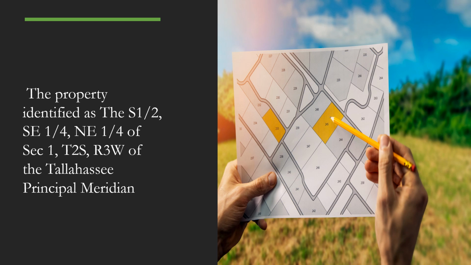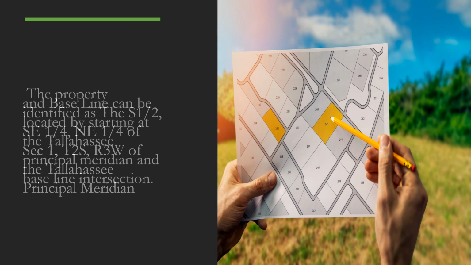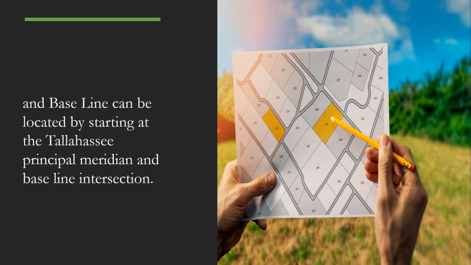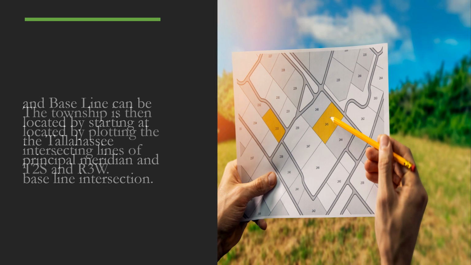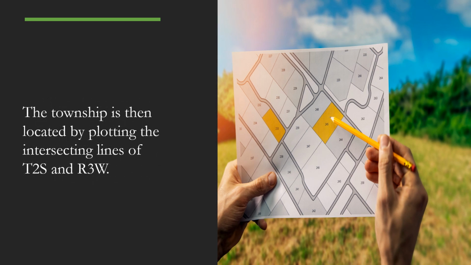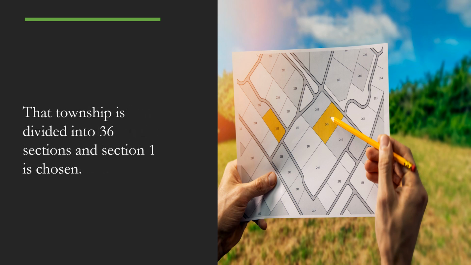The property identified as the south 1/2, southeast 1/4, northeast 1/4 of section 1 of T2S-R3W of the Tallahassee Principal Meridian and Baseline can be located by starting at the Tallahassee Principal Meridian and Baseline intersection. The township is then located by plotting the intersecting lines of T2S and R3W. That township is divided into 36 sections and section 1 is chosen.